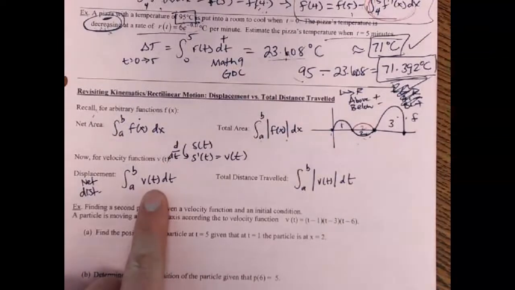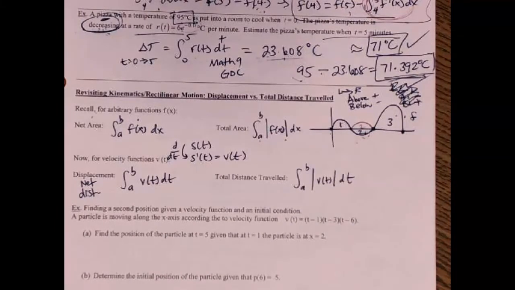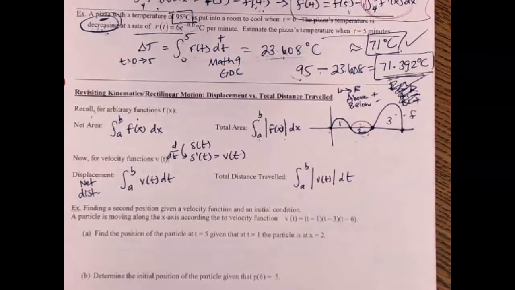Regular integrations of the velocity will give us the net distance. This velocity could be positive, could be negative. So if you were integrating, they could cancel out against itself, and then that's going to give you the net change. But for the total distance, I wouldn't want anything to cancel.